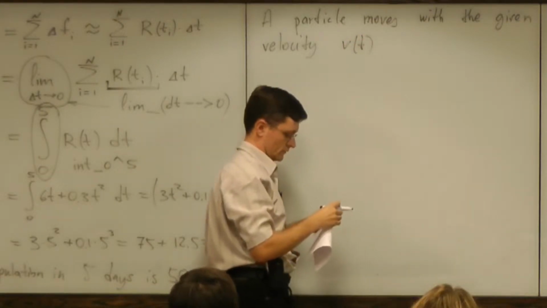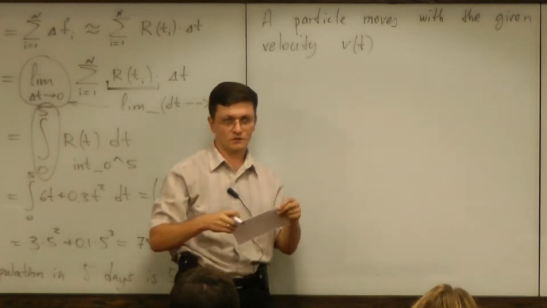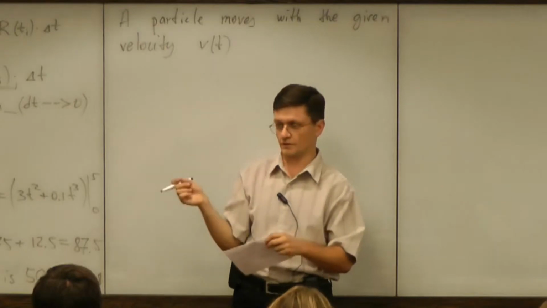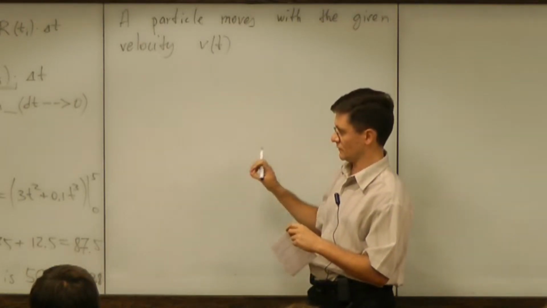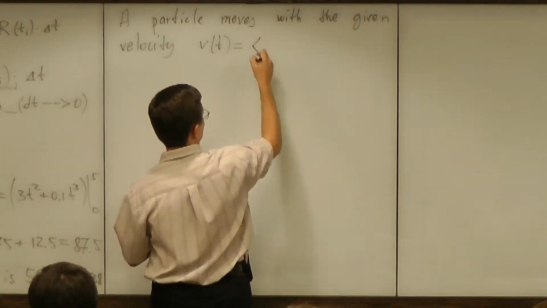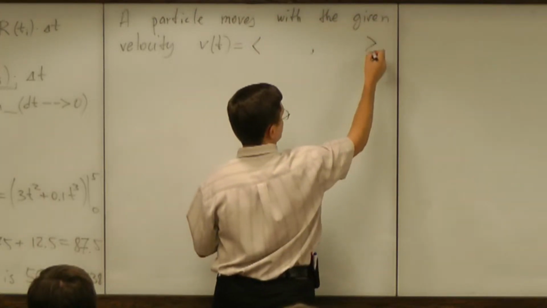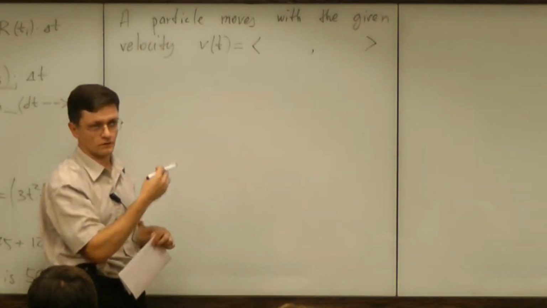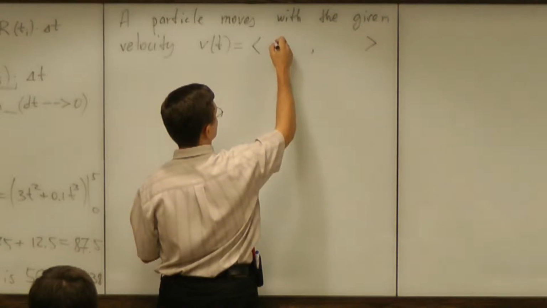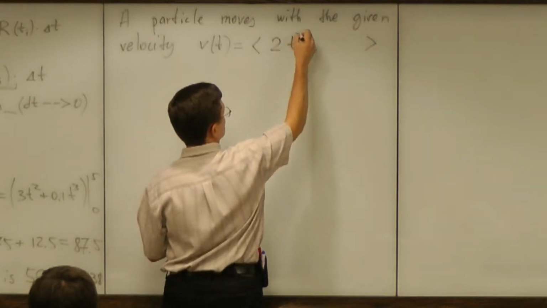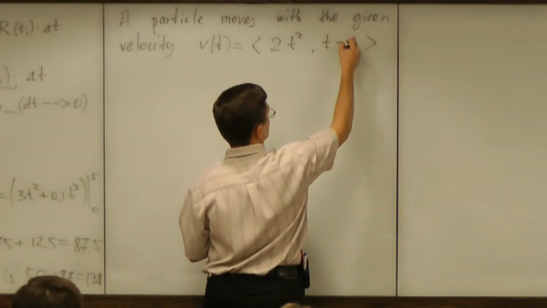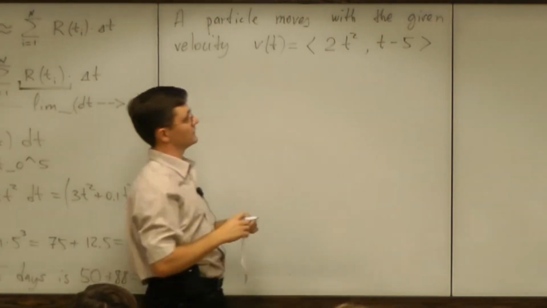And now I would consider the motion in a plane. So the particle is not moving along a line like in the homework problem, but on a plane. If a particle moves on a plane, velocity is going to be a vector. So I have to specify now a vector. A vector in a plane has two coordinates, and each of those is going to be dependent on t. So I'll choose some random numbers here, 2t squared and t minus 5.